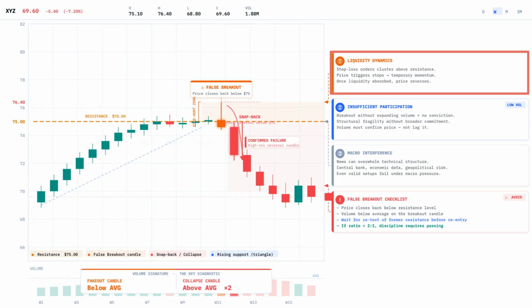First, liquidity dynamics. Stop-loss orders often cluster just above resistance. When price briefly pushes through that level, those stops are triggered, creating temporary momentum. Once that liquidity is absorbed, price can reverse sharply.